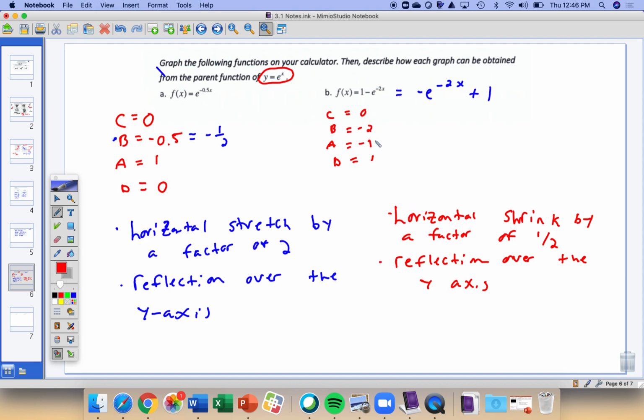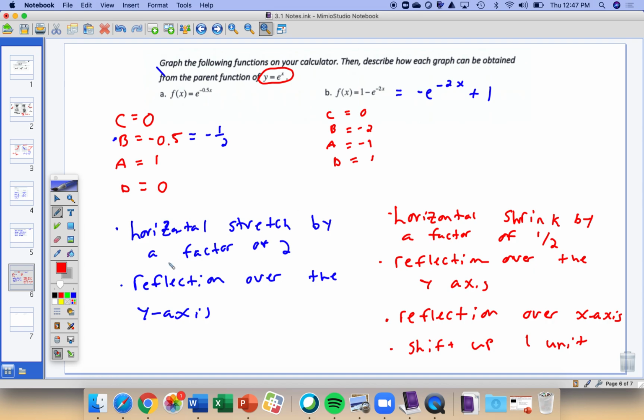So CBA, A is negative 1. The 1 doesn't change anything, because in order for us to have a vertical stretch or shrink, it has to be a number different than 1. But the negative sure changes something, and that is a reflection over the x-axis. So that's how you get reflections over the x-axis. And then D is positive 1, so this is a shift up 1 unit. So we have 4 transformations here.